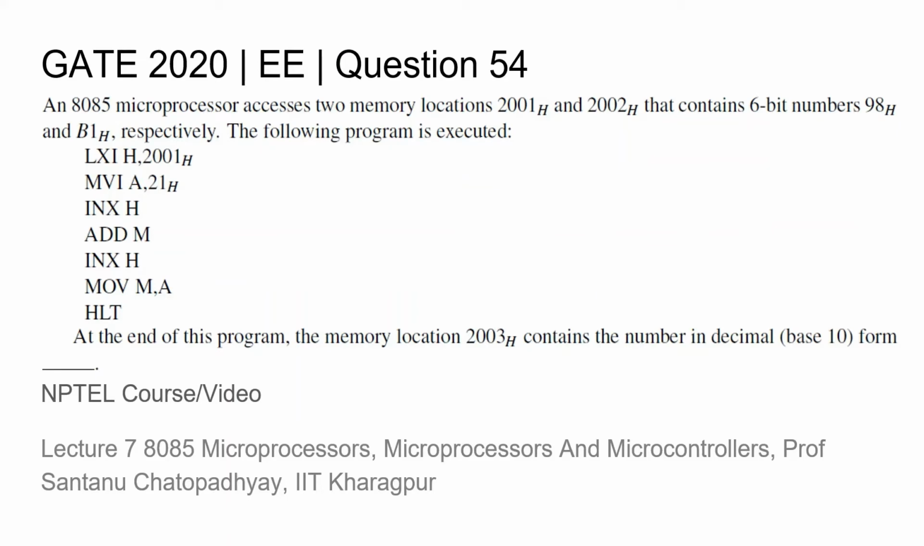This is question 54 from the GATE 2020 AA paper. It is an 8085 microprocessor question, and it asks: if the data in memory locations 2001 and 2002 are accessed by the following program, and these are the data stored there, what will be in memory location 2003H at the end of this program in base 10 form?